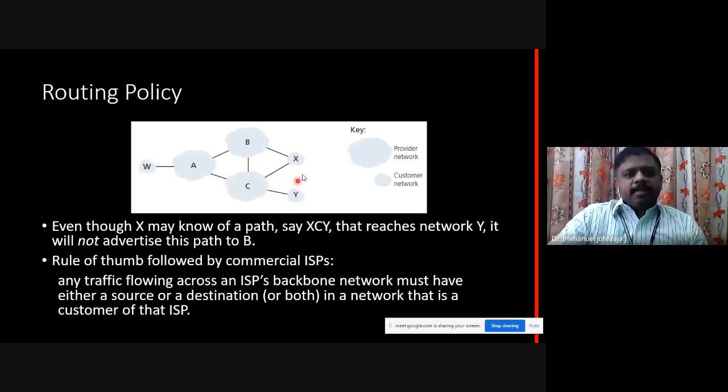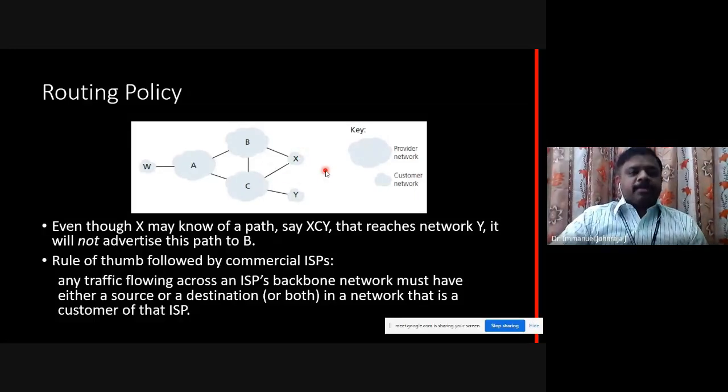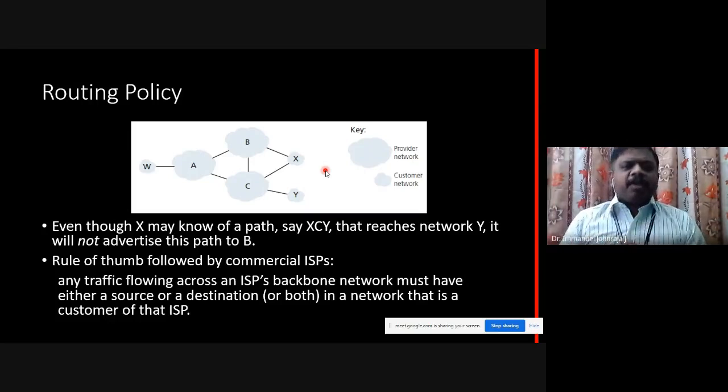Similarly, assume that there is another network which is connected to C, which has to forward something to probably X. So you cannot forward it to A because that particular customer is not a customer of autonomous system A. Whereas X is a customer of both, so for anything to be given to X, C and B, both of them will respond. So these are some of the policies which are available in BGP, not all.